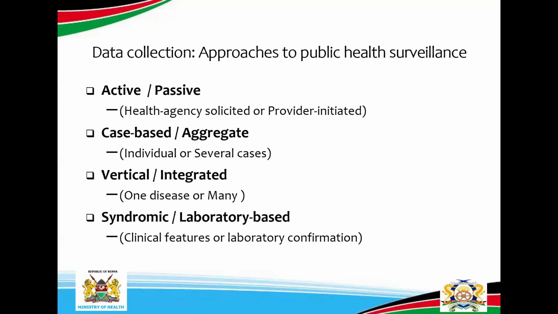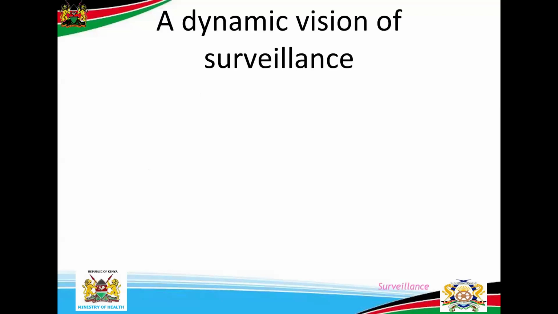Then we have syndromic versus lab surveillance. When we talk of syndromic, we come up with case definitions, which have clinical features, and we watch actively for these clinical features. Then if we get them, we report them. Versus lab-based, whereby you have confirmed that this is disease X, so I'm reporting it because it's part of surveillance. So those are what we need to know concerning the types of surveillance.